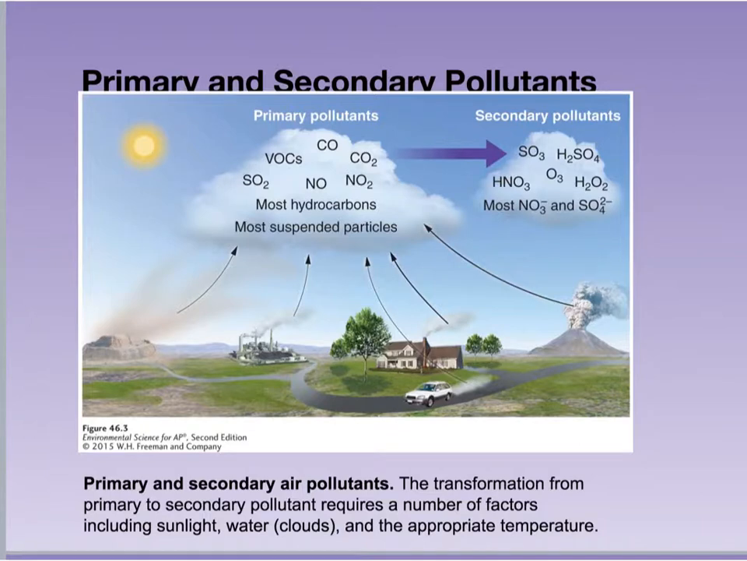To visualize this, the transformation from primary to secondary pollutants requires a number of different factors, mostly sunlight, water, and you can get water from the atmosphere or in clouds. It doesn't have to necessarily be rain, but you can see that most suspended particles that come from volcanoes, car emissions, factories, in general, household things, they go into the atmosphere as suspended particles that are primary pollutants. And then they interact usually with water and sunlight, go through some sort of chemical transformation, and they become secondary pollutants like ozone, or they come apart to form these anions.